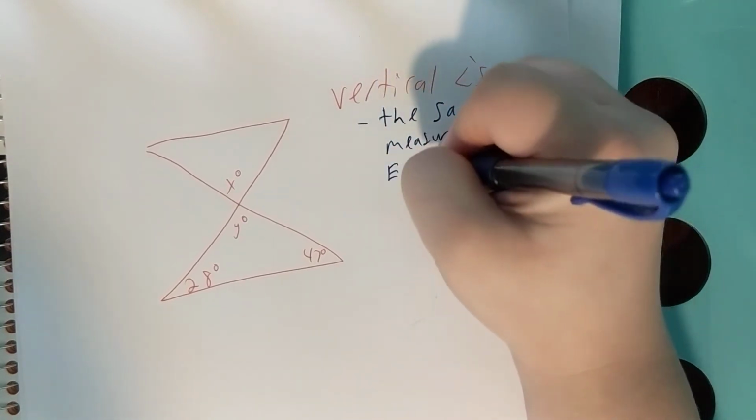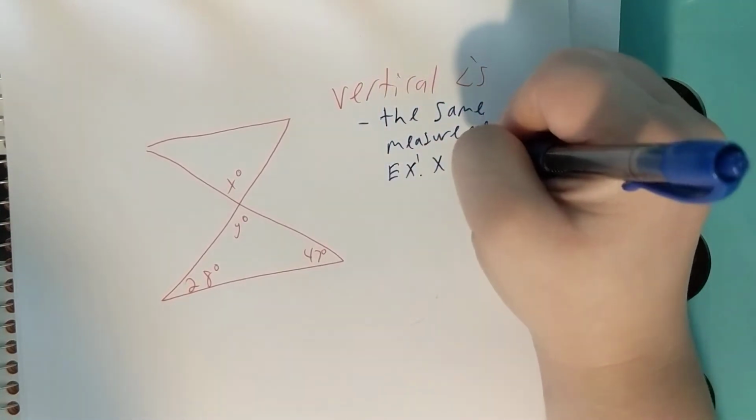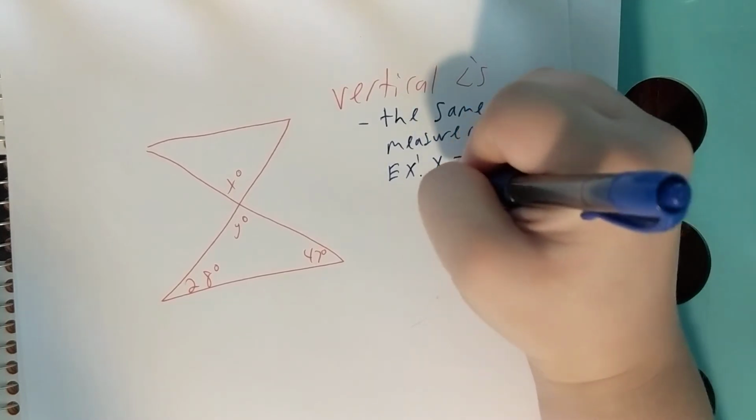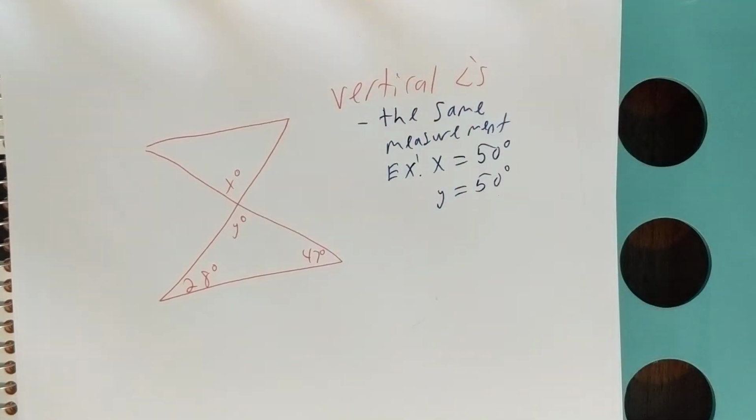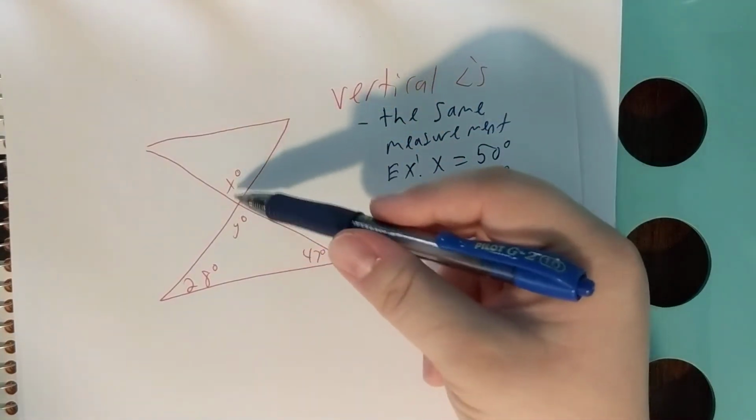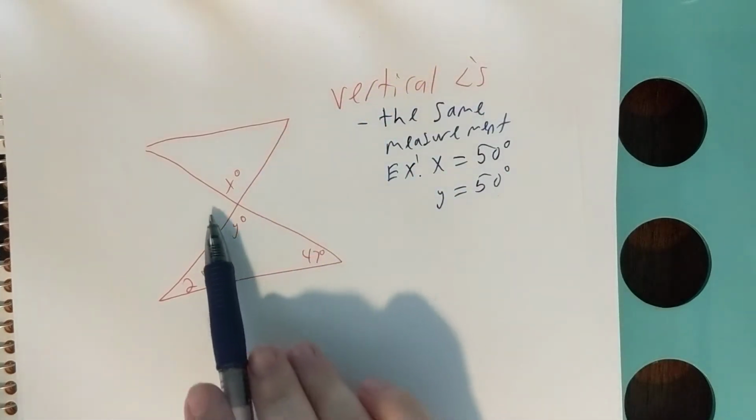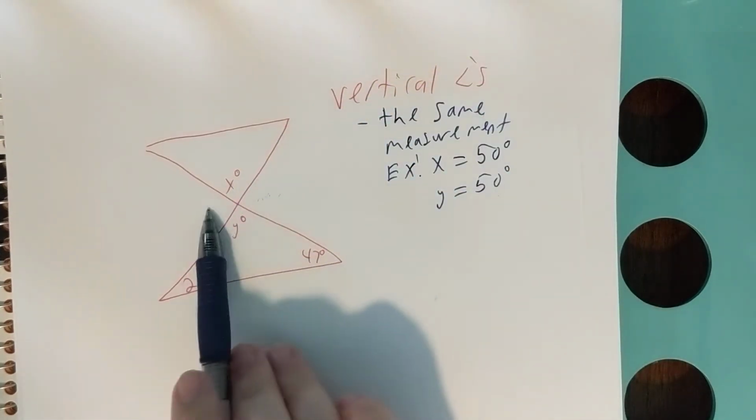For example, if x equals 50 degrees, y equals 50 degrees. They're always going to be the same if they're vertical like this. Just like these 2 angles would be the same if we were looking for those.